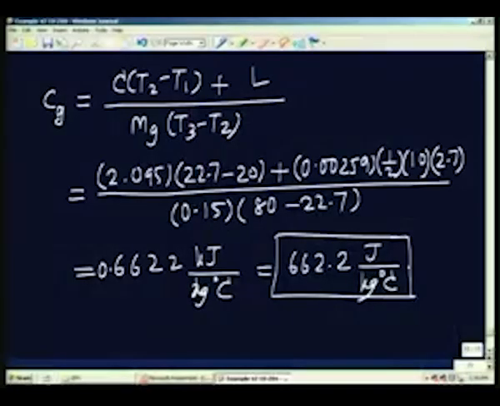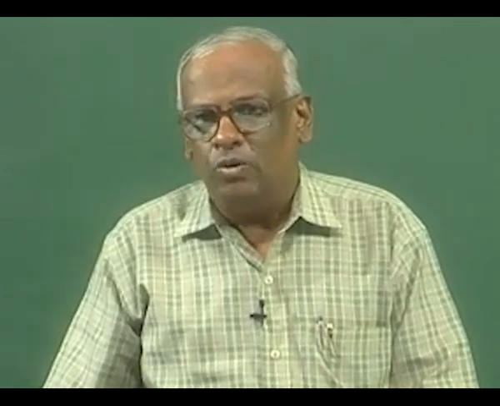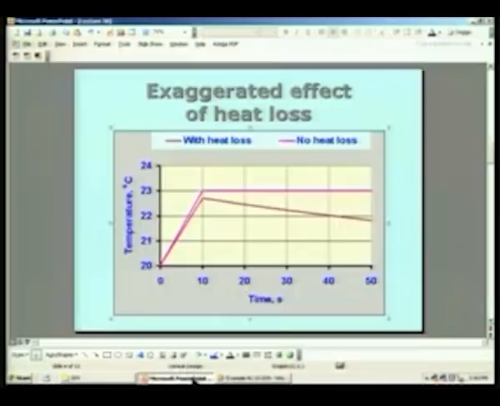So, to summarize this approach, the calorimeter is used to perform the mixing process, and the subsequent cooling is used to determine the cooling constant, and this is used to correct for the heat losses which the calorimeter is subjected to.